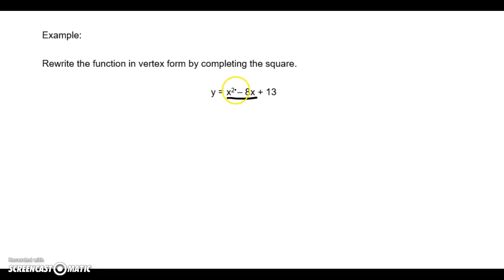So we're going to look at x squared minus 8x. And we don't actually need to factor anything out because this doesn't have a value in front of it, or it's just 1. So all that we have to do is put brackets on the outside of those two terms to separate it from that 13.